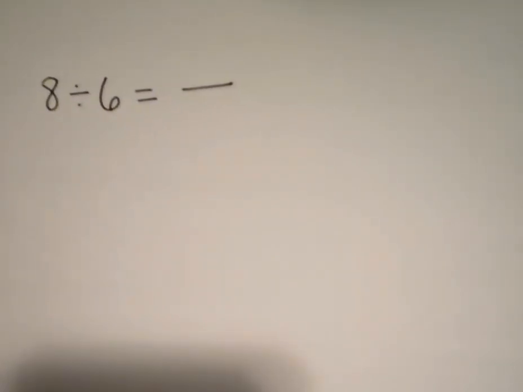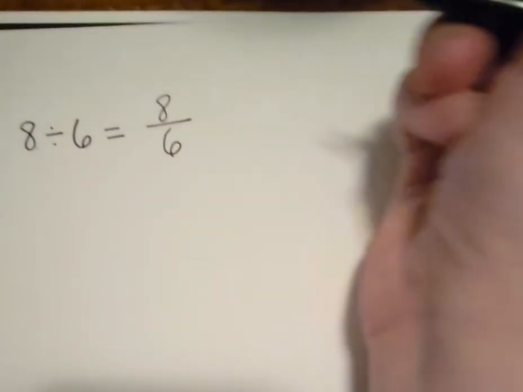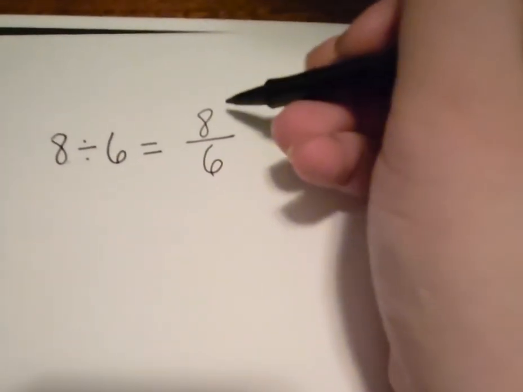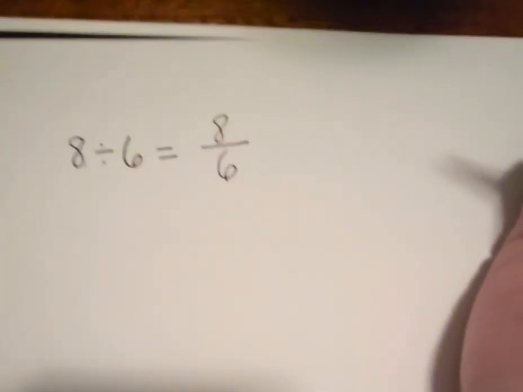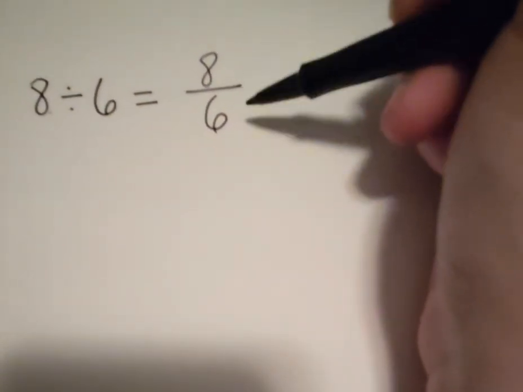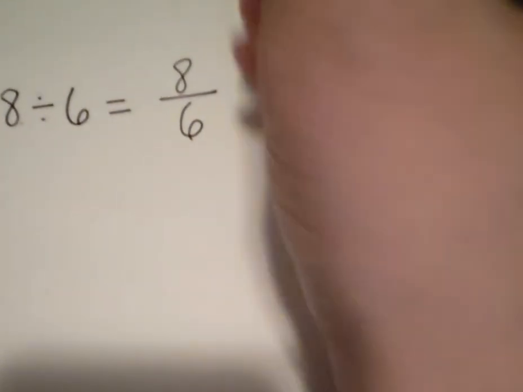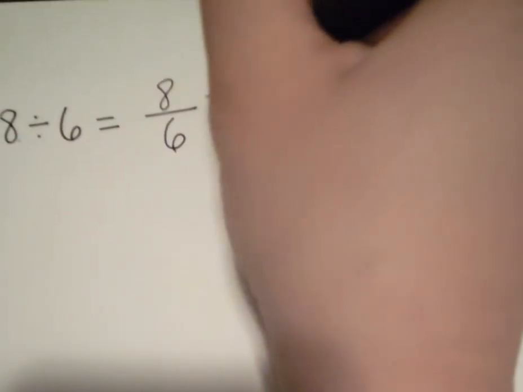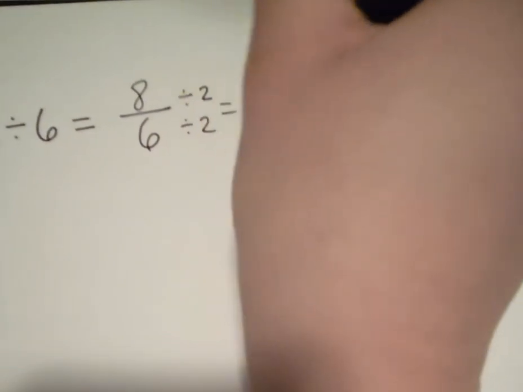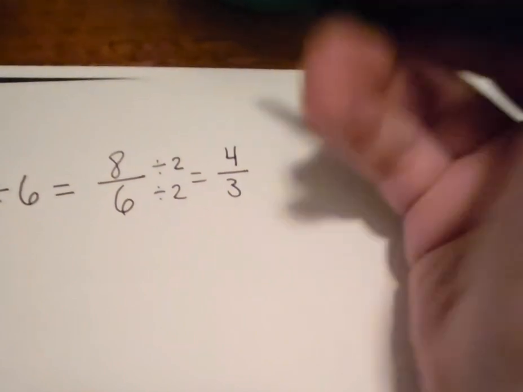Okay, hopefully you've come up with 8/6. My first number is my numerator. Second number is my denominator. 8 divided by 6. Yes? Okay. One thing that you need to realize is this is able to be simplified. You could divide by 2 and get 4/3, right?